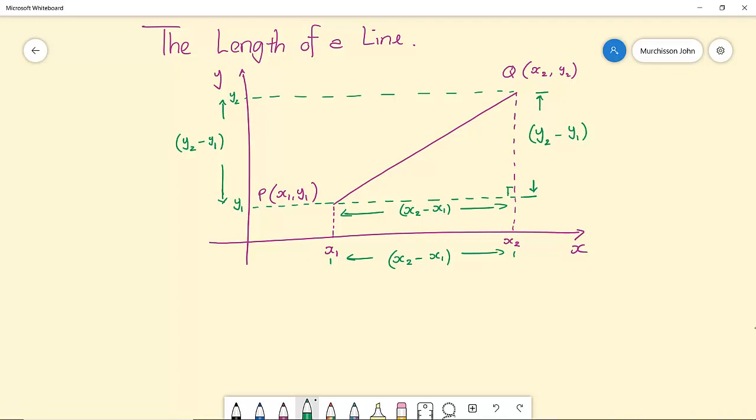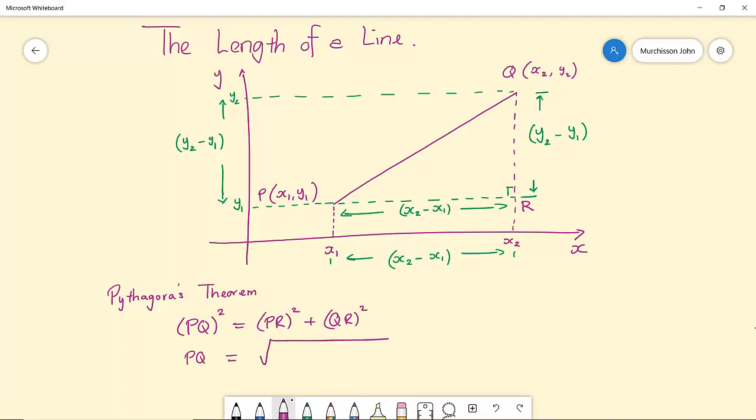We have a right angle triangle. Let me give this vertex a name. I will call it R. So, if we were to use Pythagoras' theorem to find the length of the side PQ, we would have PQ squared is equal to PR squared plus QR squared. PQ is equal to the square root of PR squared plus QR squared.